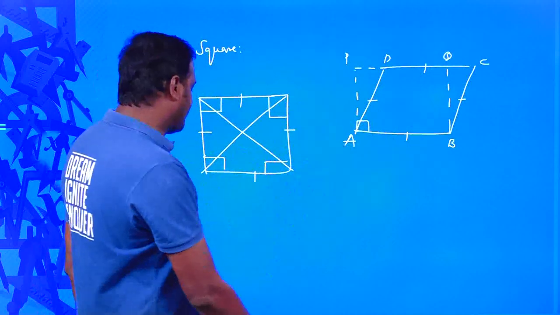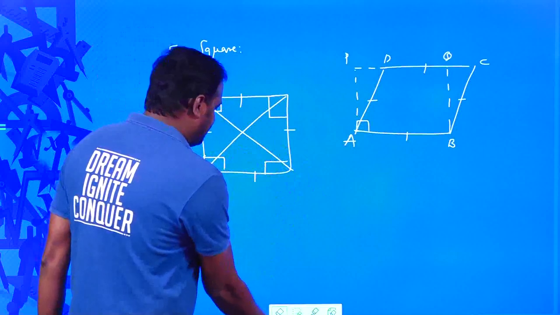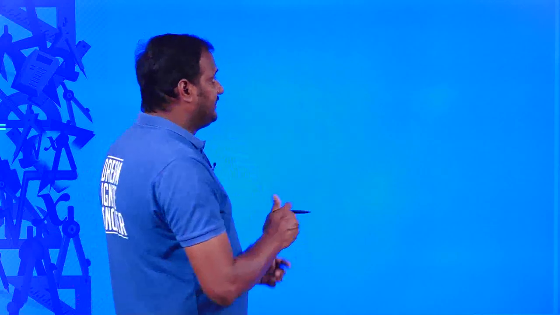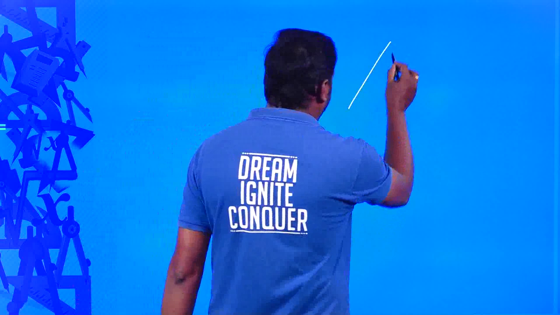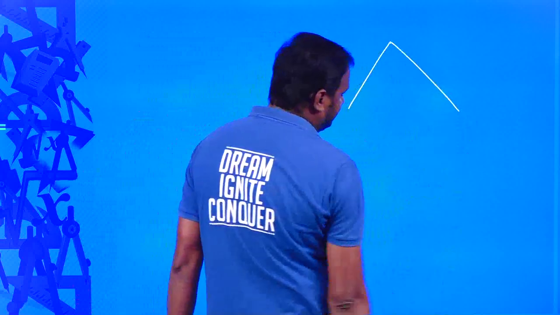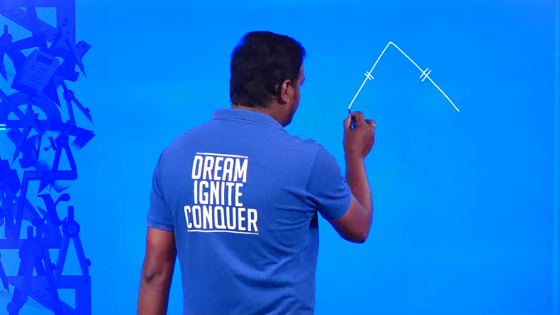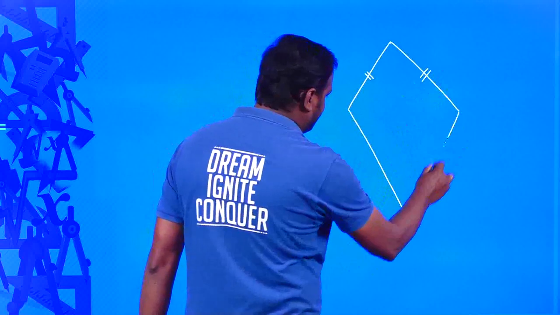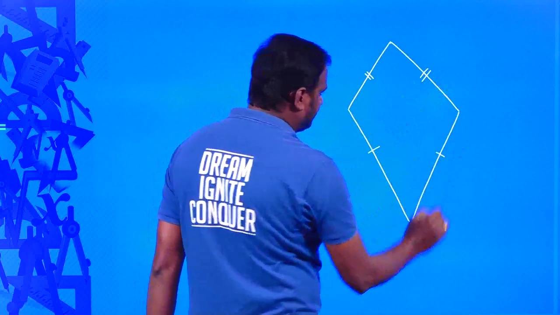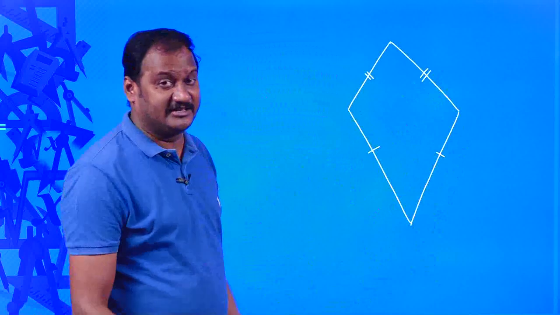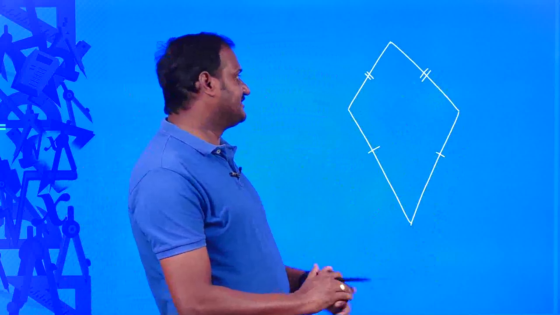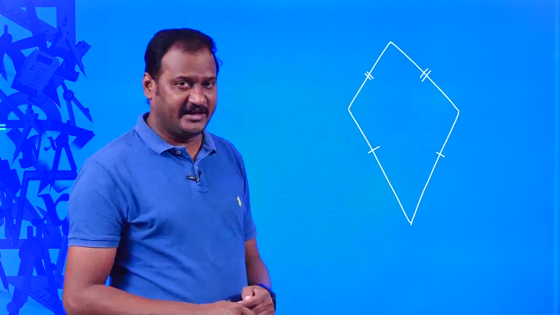And coming to the next quadrilateral, what is the next quadrilateral? That is a very important and interesting quadrilateral. We see it every single day in our day-to-day life during festivals, right? So, that quadrilateral here is, see, these two are one pair of adjacent sides that are equal, and these two are another pair of adjacent sides which are also equal. How is it looking? It is looking like a kite. Yes, the name of this quadrilateral is also a kite.